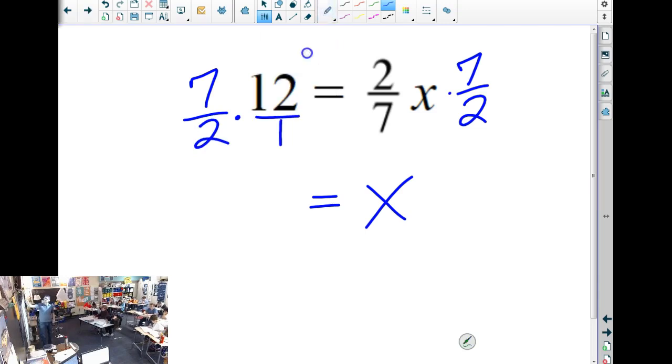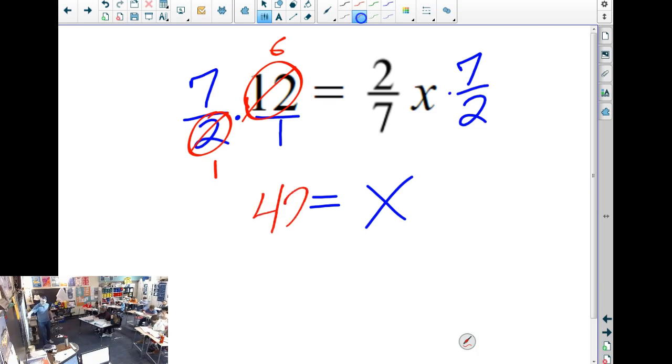Hey guys, even if you're not doing it, I want you to be looking for cross-reducing because it makes your life easier. What can I cross-reduce here on the left side? 12 and 2, because they're both even, right? So I can divide these both by 2. I get 6 and I get 1. Then I can multiply super easy. What's 7 times 6? 42.